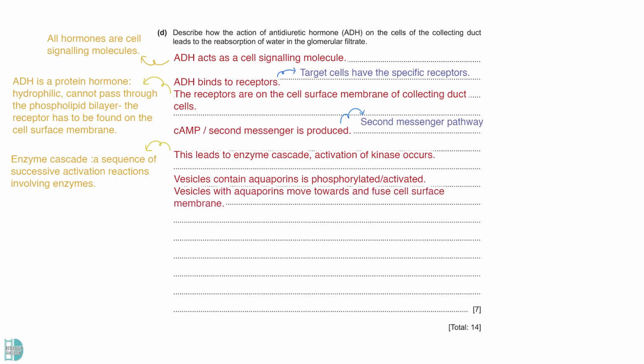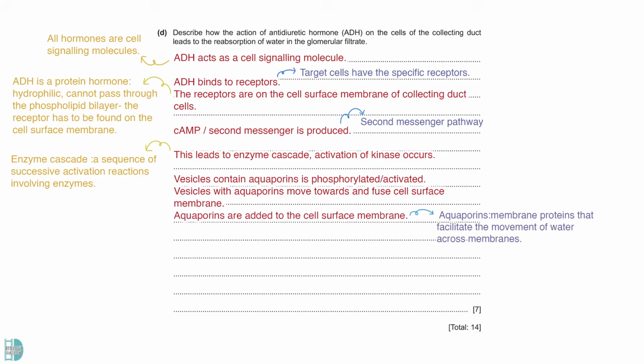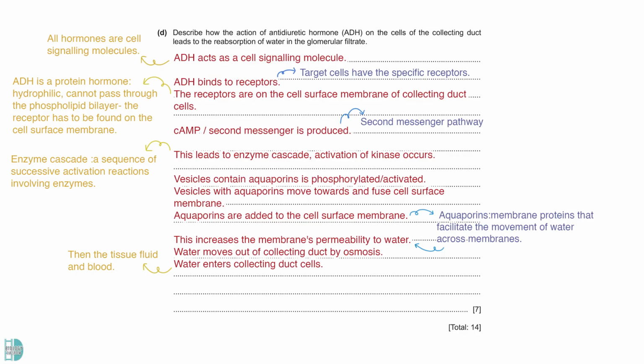They move towards the cell surface membrane and fuse with it. Aquaporins are added to the cell surface membrane. Aquaporins are membrane proteins that facilitate the movement of water across membranes. Their addition increases the membrane's permeability to water. More water moves out of the collecting duct by osmosis. It will then enter the collecting duct cells before moving into the tissue fluid and blood.